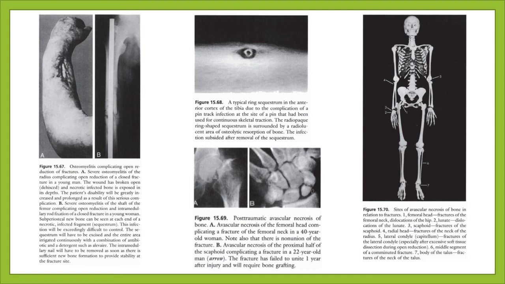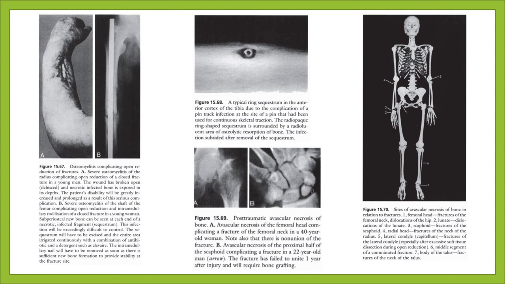Figure 15.69. Post-traumatic avascular necrosis of bone: A. Avascular necrosis of the femoral head complicating a fracture of the femoral neck in a 40-year-old woman. Note also that there is a non-union of the fracture. B. Avascular necrosis of the proximal half of the scaphoid complicating a fracture in a 22-year-old man. The fracture has failed to unite 1 year after injury and will require bone grafting.